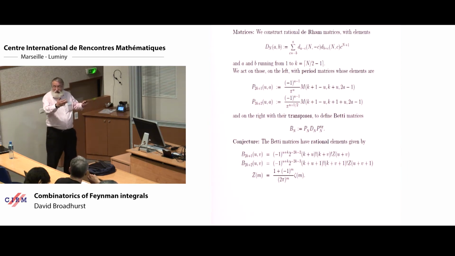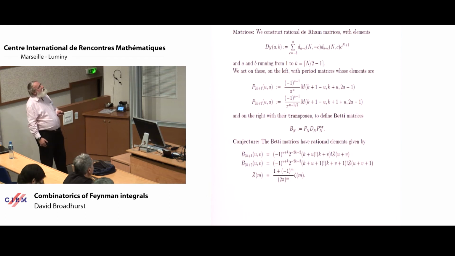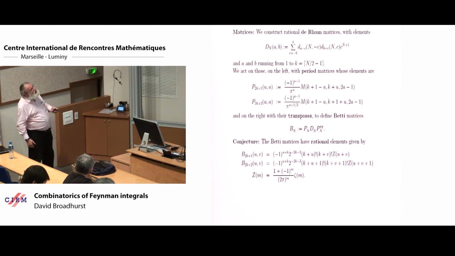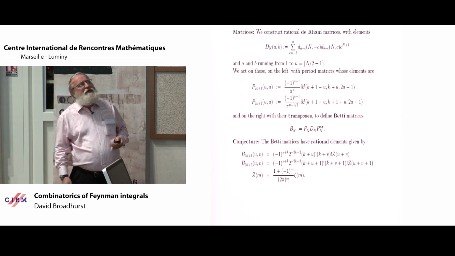So this is a recursive construction of a combinatoric object. Now I define things that I call period matrices, and this is where the physics is. They're just these Bessel moments, but I turn them into matrices. And according as the number of Bessel functions is odd or even, they have matrix elements, a label U that's kind of associated with the power of T, and a label A that's associated with how many I naughts and K naughts I've got down there.